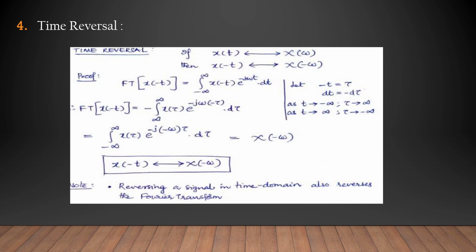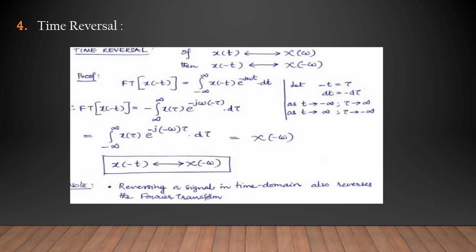Proof: the Fourier transform of x of minus t is given as the integration of minus infinity to plus infinity of x of minus t into e power minus j omega t into dt. Let us consider minus t equal to tau. Therefore, the differential dt is equal to minus d tau. Simultaneously, the limits will be altered with respect to t and tau. Therefore, the Fourier transform of x of minus t is given as minus of the integration of minus infinity to plus infinity of x of tau into e power minus j omega of minus tau into d tau.